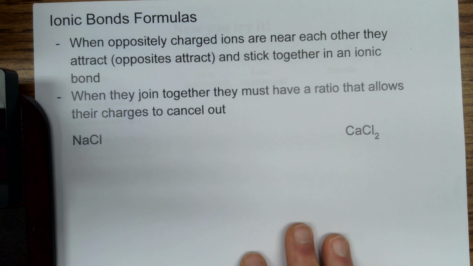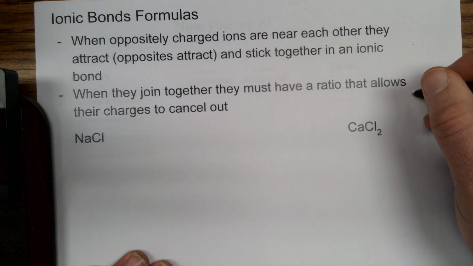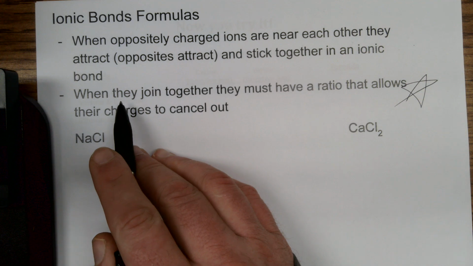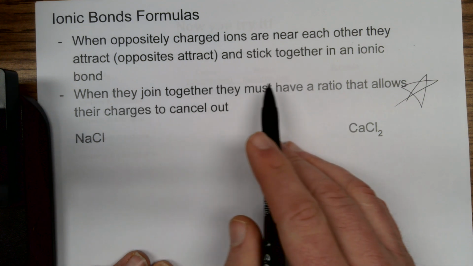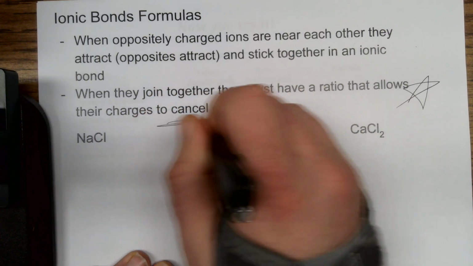It's important when we're making ionic bonds to know a couple things. What's forcing our ionic bonds to stick to each other? Because my ions are oppositely charged and they're next to each other, they're going to stick together. This is the biggest thing. I put a star beside this. Make sure you write that out. When they join together, they must have a ratio that allows their charges to cancel out.